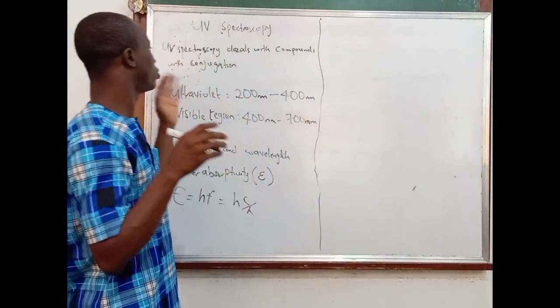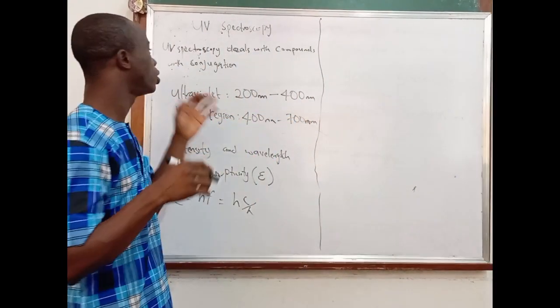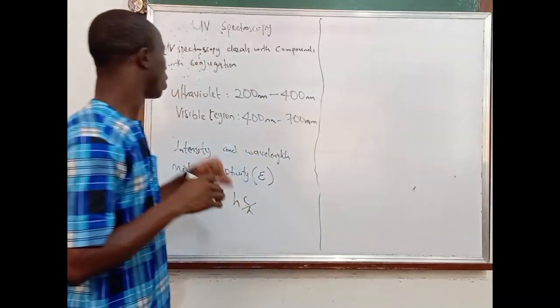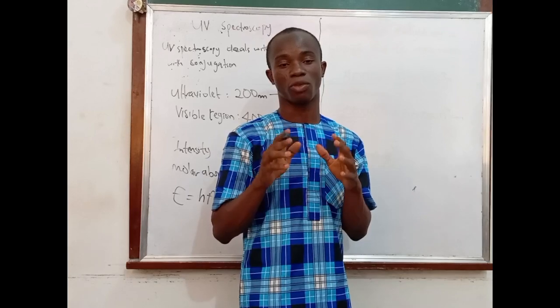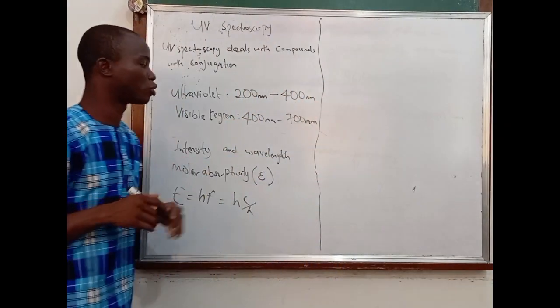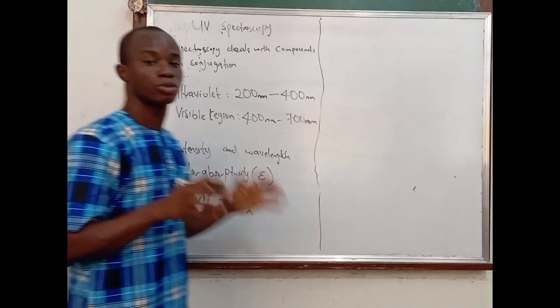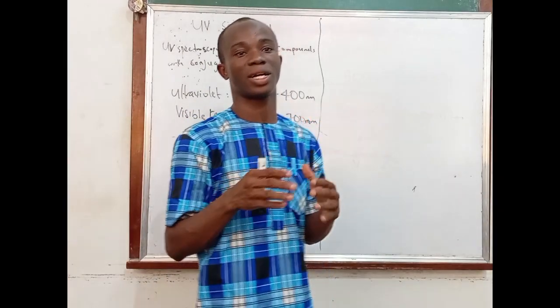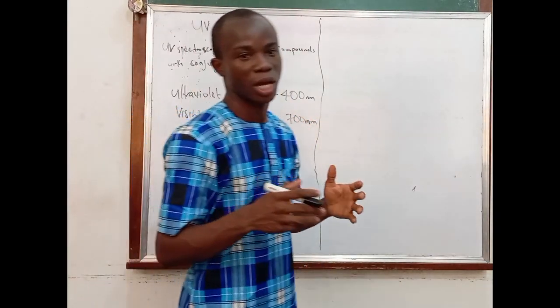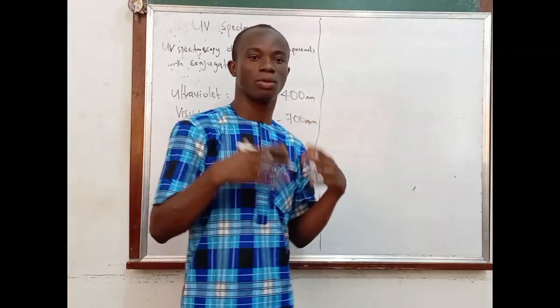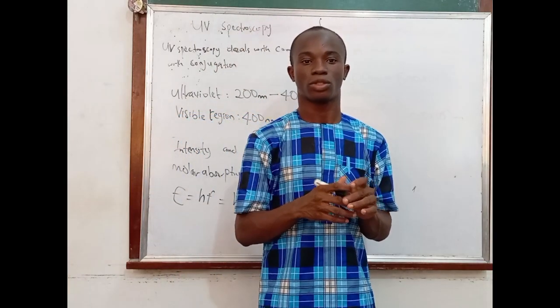So, in summary, we've talked about UV spectroscopy, the regions of the electromagnetic spectrum that we focus on under UV spectroscopy, and two particular quantities that characterize UV absorption. So I think at this point we can stop.